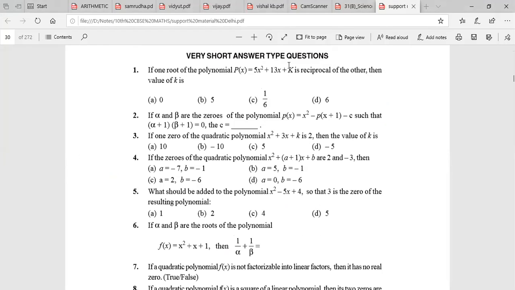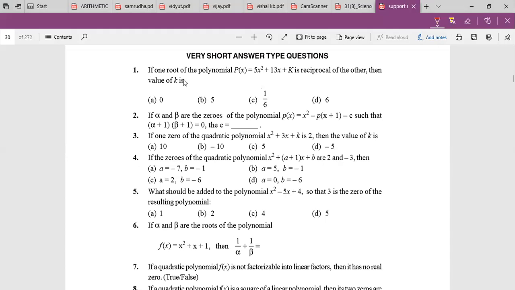If one root of the polynomial is reciprocal of the other, then the value of k is. One root is reciprocal of the other. This means alpha is equal to 1 by beta. So alpha beta is equal to 1. Alpha beta means C by A is 1. So C is equal to A. What is C? K. What is A? 5.